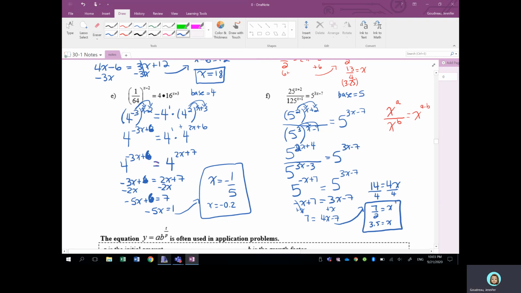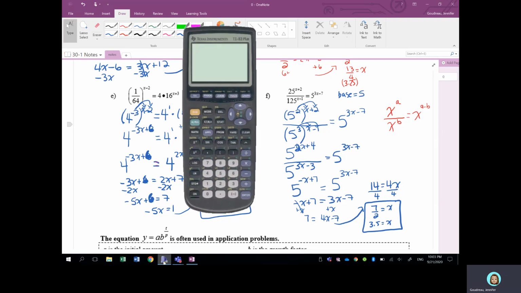So similar, we recognize we cannot do any simplification off the bat. We're going to write everything into a base of 5. We use our power to a power to simplify the numerator, power to a power to simplify the denominator, use the quotient law to get a single term on that side, equate the exponents, and solve. And one more time, let's go ahead and graph this to check.